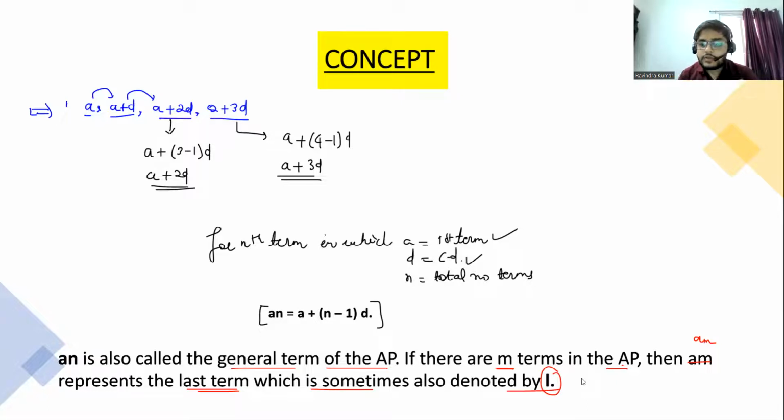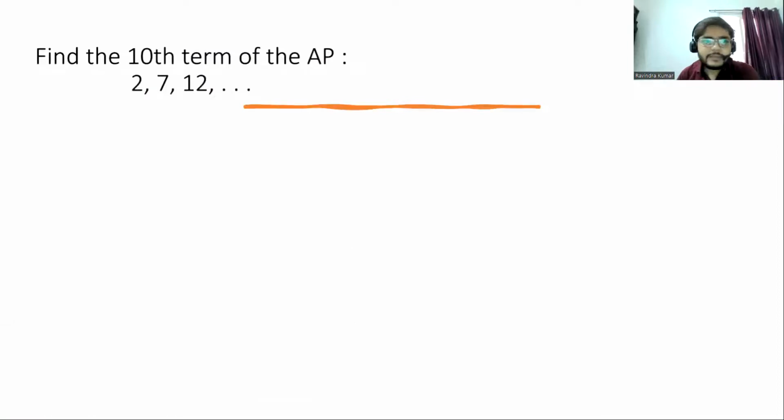Okay. So now you will understand better if we solve some questions related to this. So let's come to the first question. First read it out. It is saying to find the 10th term of the AP. So this is our AP given here. We have to find the 10th term. Which term? 10th. So you got to know the total number of terms is 10, so n is equal to 10.